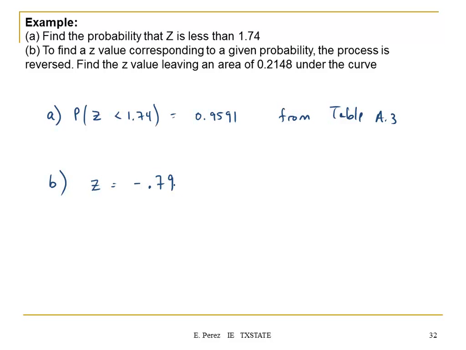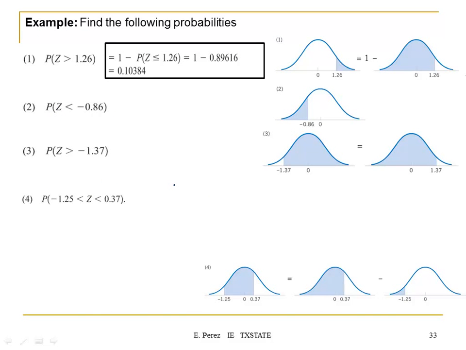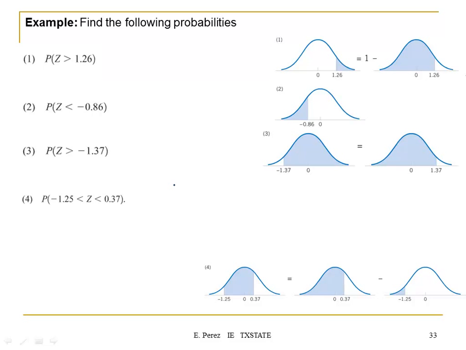Okay, so there's more practice here. So let's talk about this really quick. Here I have basically several important examples. Let's start with the first one. The first one is asking what is the probability of Z greater than 1.26. So if you look at the figure, this is what this is asking for, this area. Right? Is that clear? What did you do to get that probability?